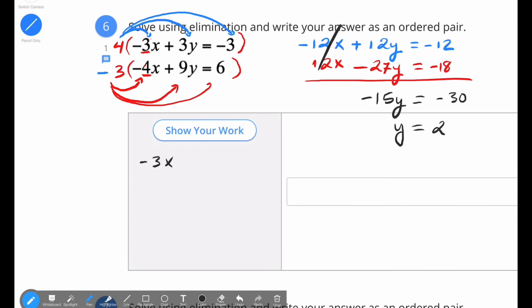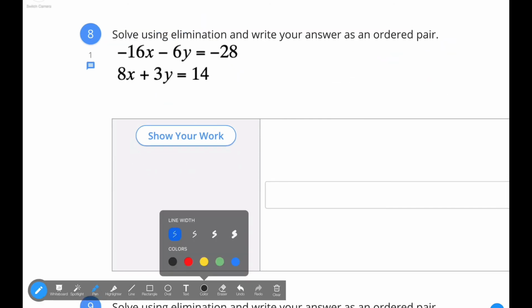So y equals negative 3x plus 6 equals negative 3. The reason is 6 is because 3 times 2 is 6. Okay? That means x equals negative 9 divided by 3, which is 3. So that's (3, 2).